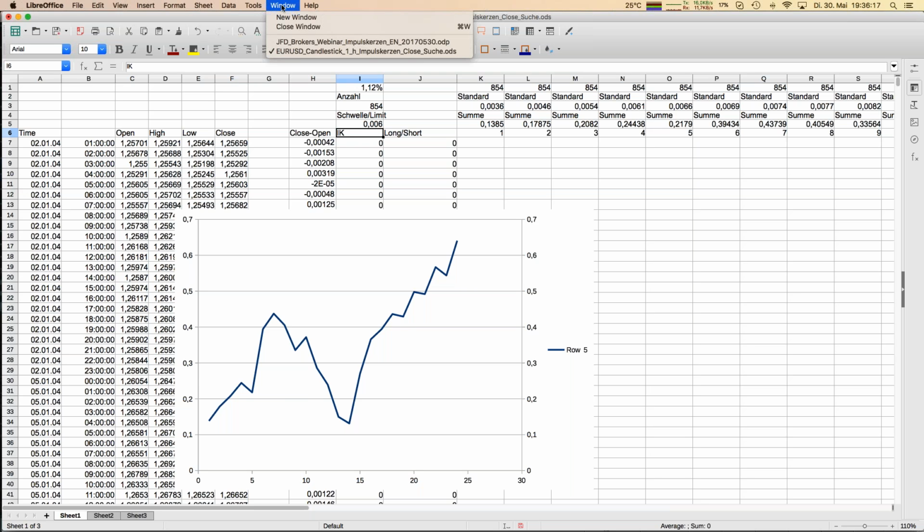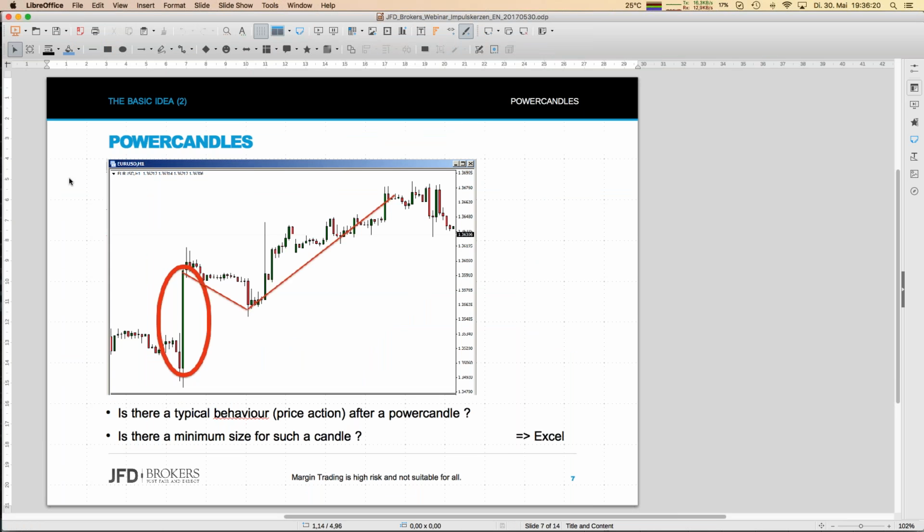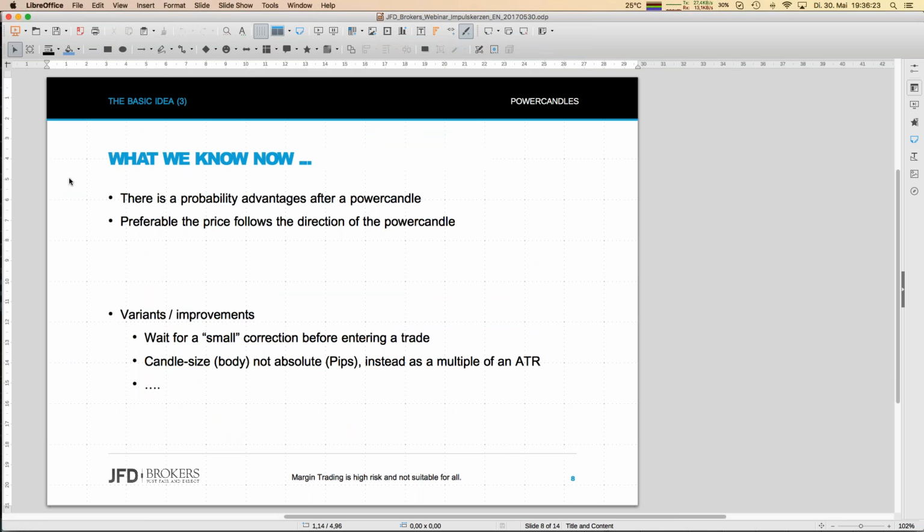Knowing that, we can already derive some first rules. So we know now that there is a probability advantage after a power candle, in the sense that whenever a power candle occurs, exceeding a certain threshold, then the price follows the direction of that candle. So you can think of a big train that has started into one direction due to a news event, due to whatever, and now the train goes on into that direction, not easily being stopped. So it follows the direction of the power candle.